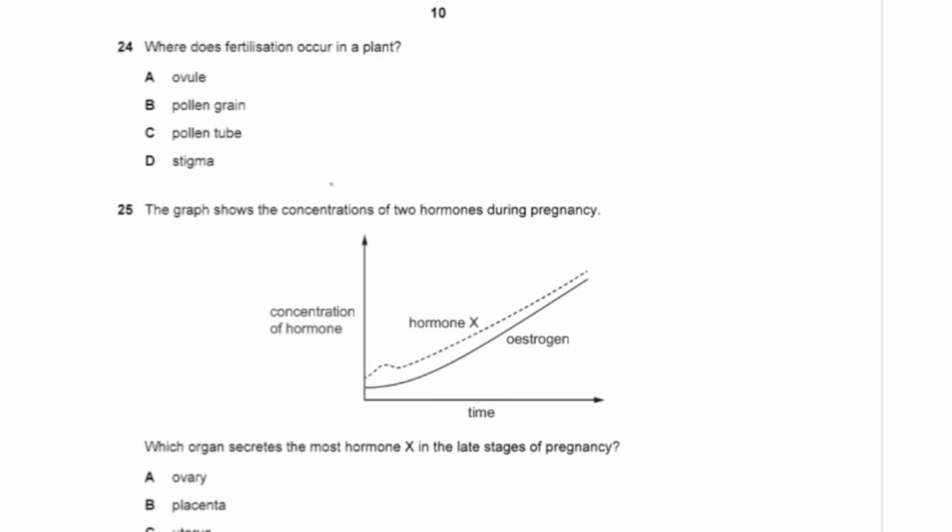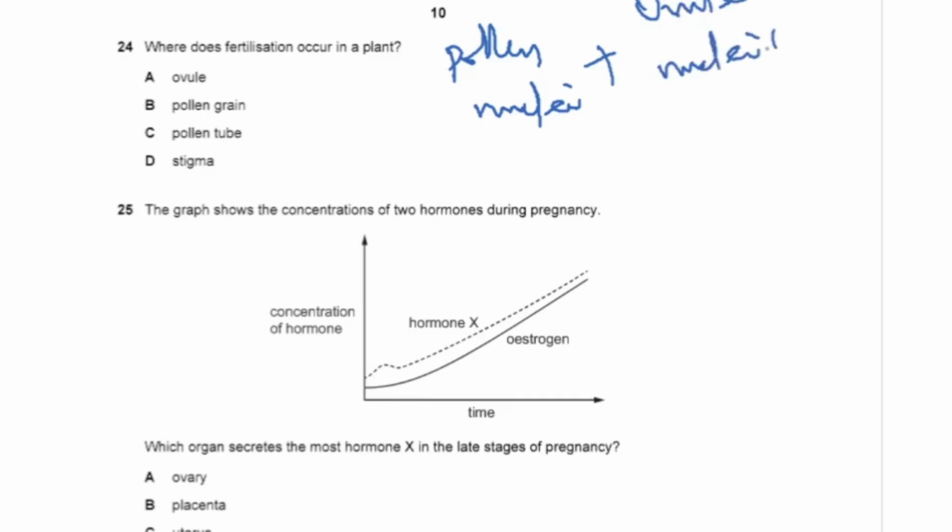Of course, it is common knowledge that fertilization is a fusion of the male gametes, which in this case is the pollen nuclei, fusing with the ovule nuclei. And where does this happen? It happens down in the ovule. So the correct answer is option A, it happens in the ovule.